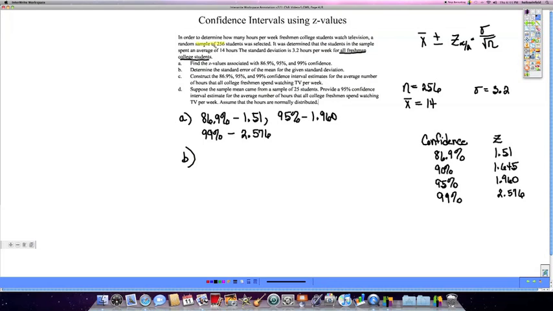B asks us to determine the standard error of the mean for the given standard deviation. Keep in mind that all of these z values that we've just found are basically our finding of this z-score. And of course, we're really working 3 different problems in one, so each one of these will be used in a separate calculation. The standard error of the mean is this portion of the problem.